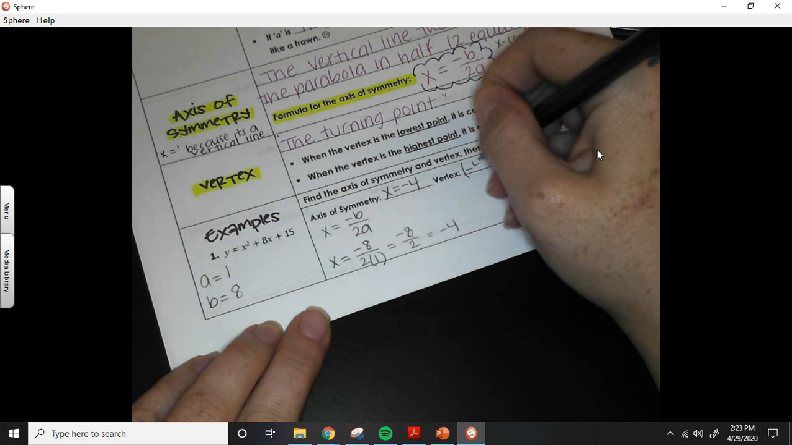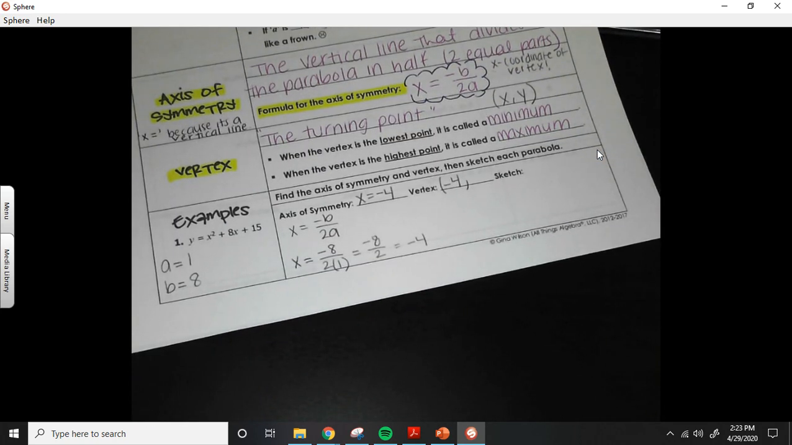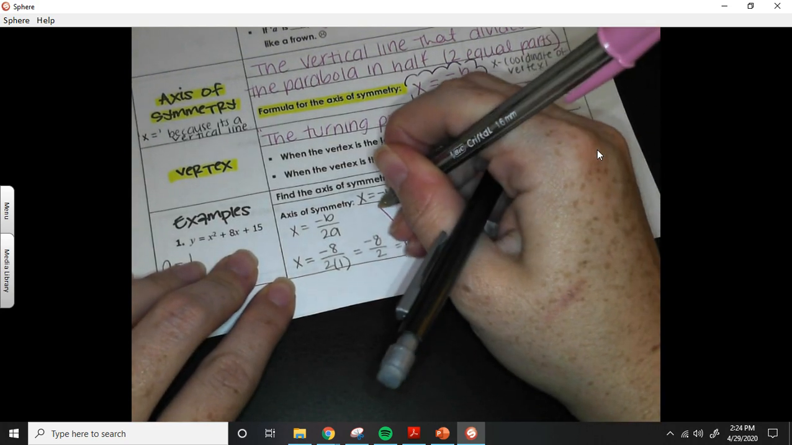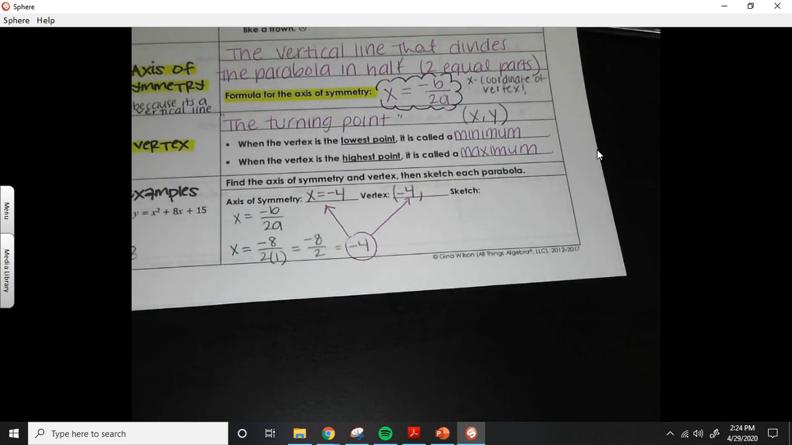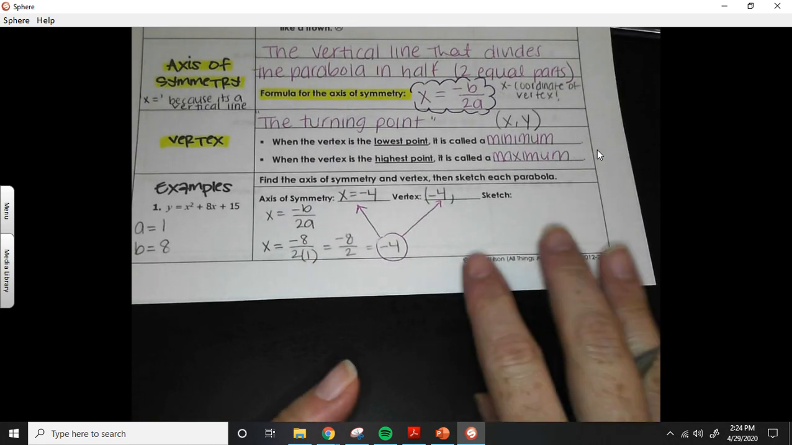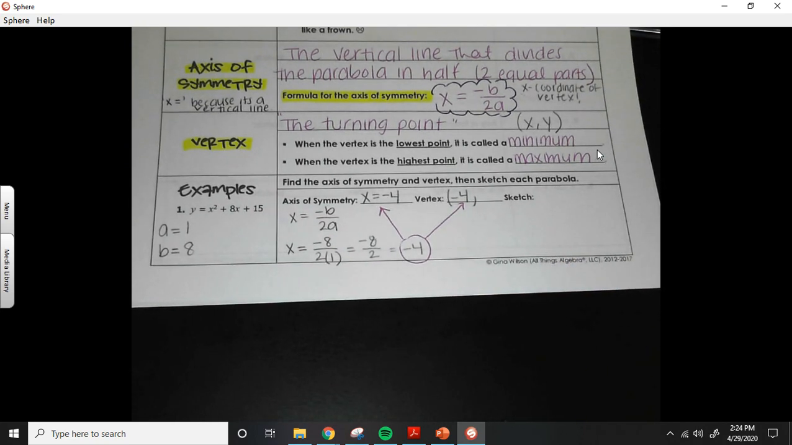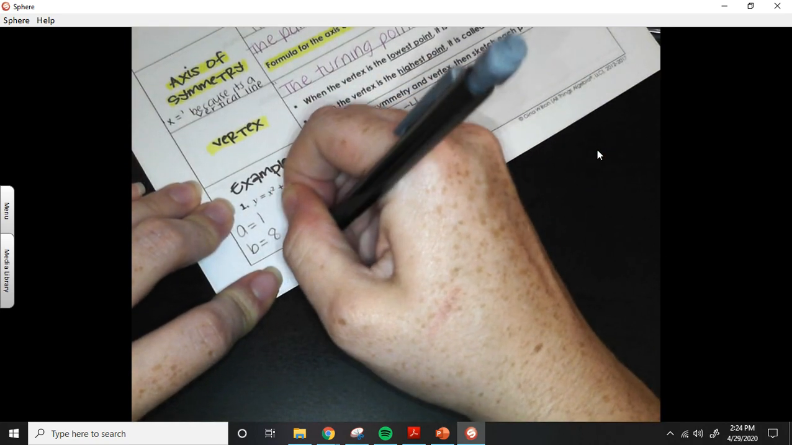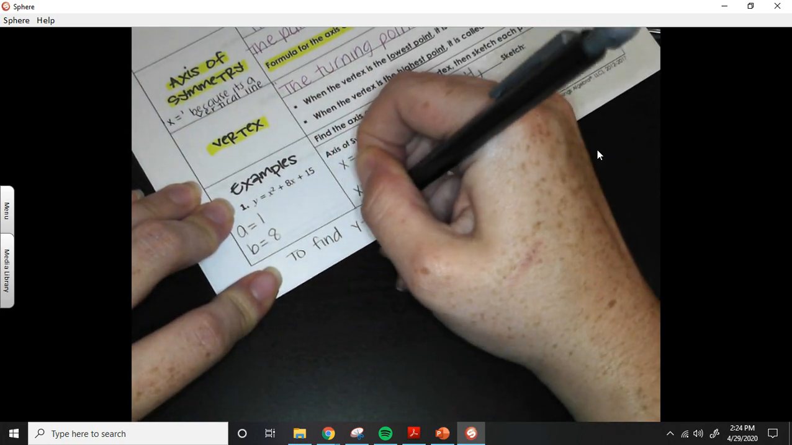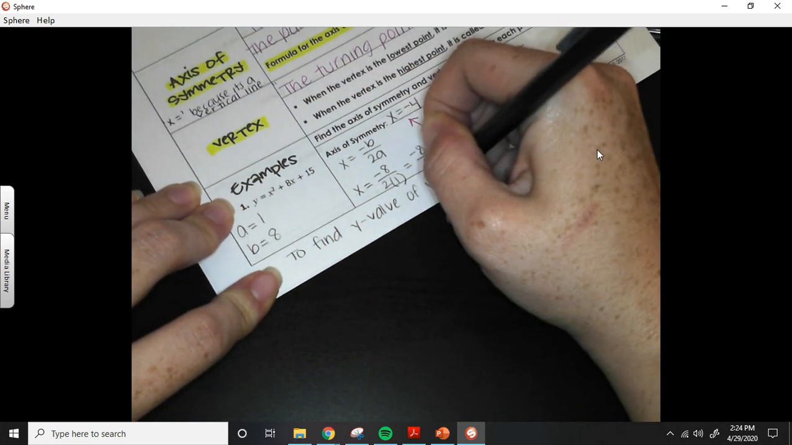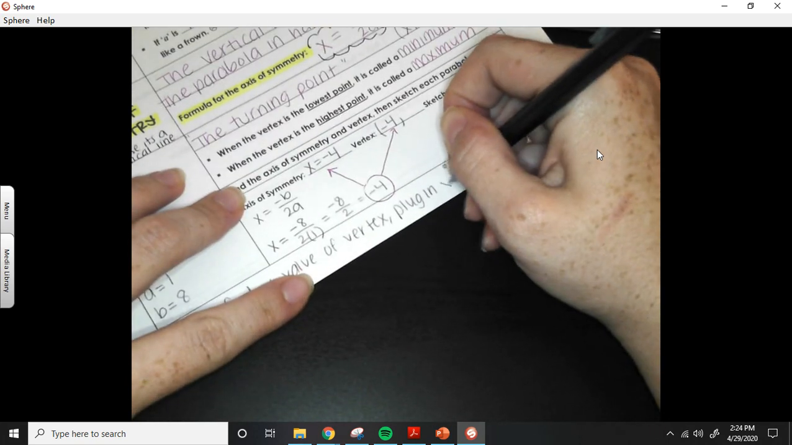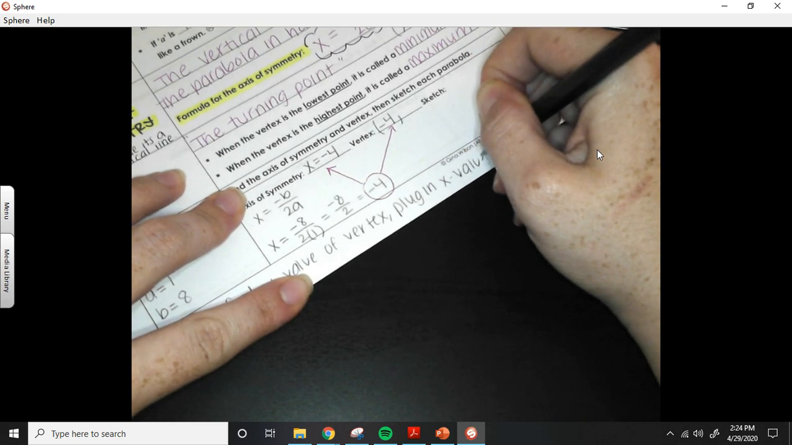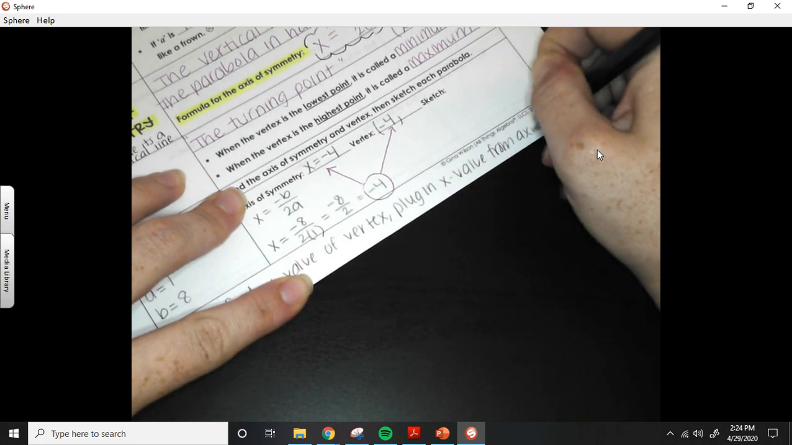And I know that the x coordinate of my vertex is also going to be negative 4. So this number goes here and here. Now, how do you think that we find the y value of this? We have to plug in. So to find the y value of the vertex, plug in the x value from the axis.